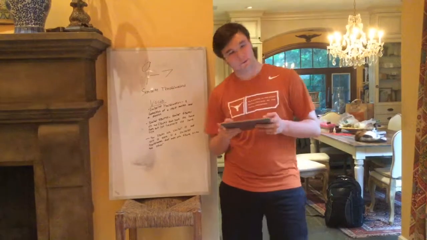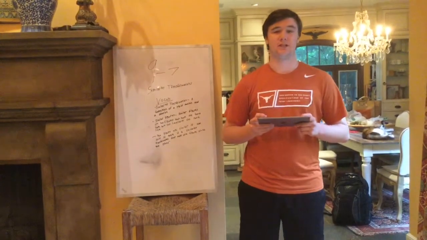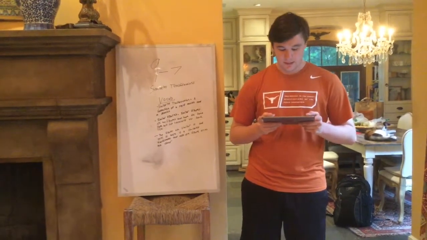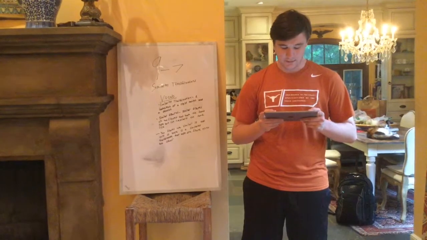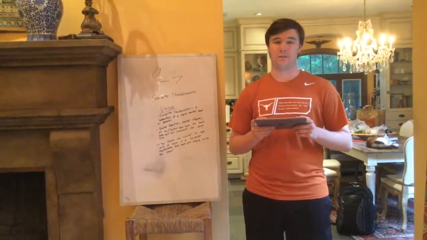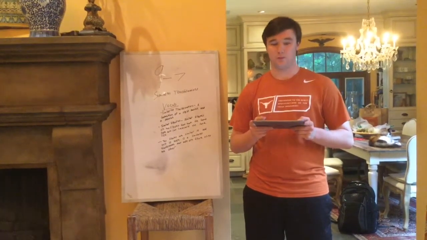Alright, this is lesson 9.7, similarity transformations, and I'm going to be starting off with the vocab. The first word is similarity transformation. It's a composition of a rigid motion and a dilation. The next vocab word is similar figures. Similar figures are two figures that have the same shape but not necessarily the same size. And two figures are similar if and only if there is a similarity transformation that maps one figure onto the other.